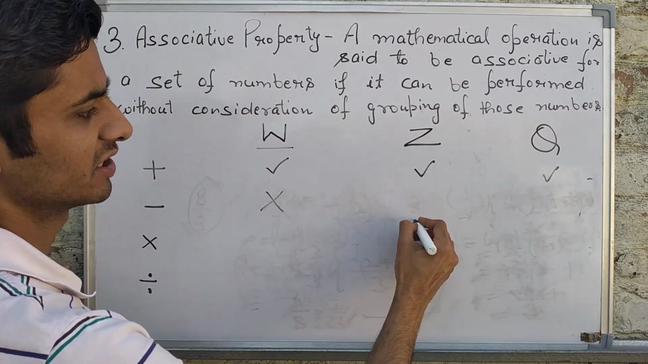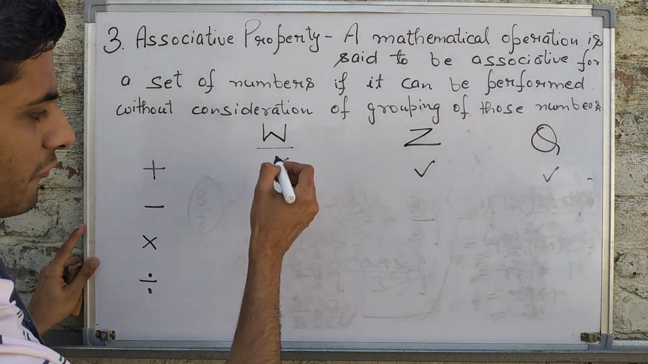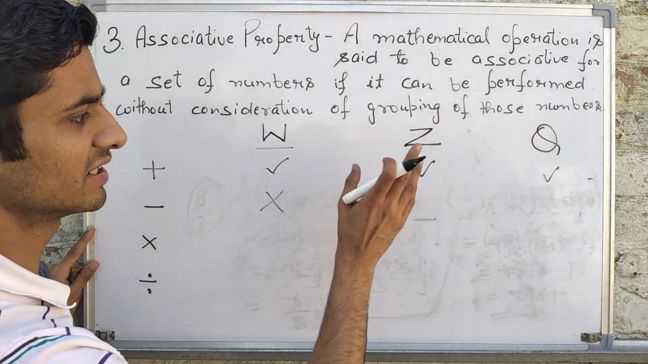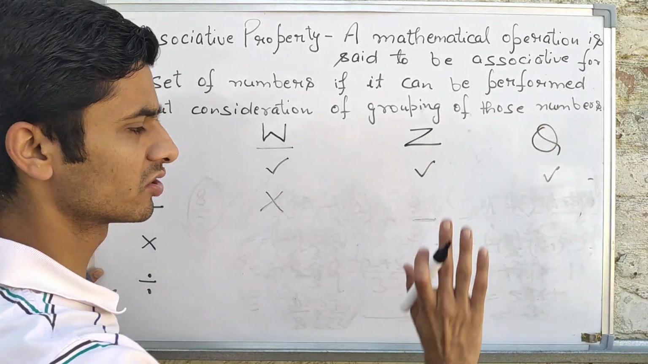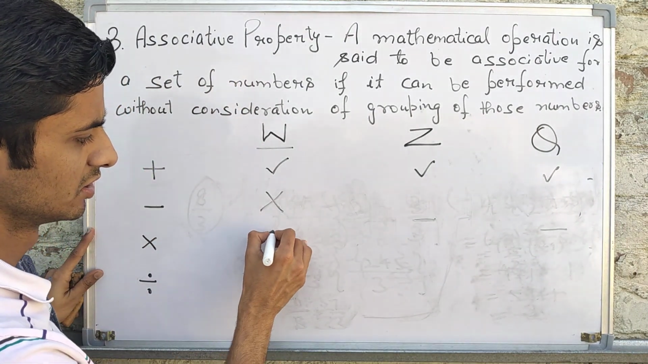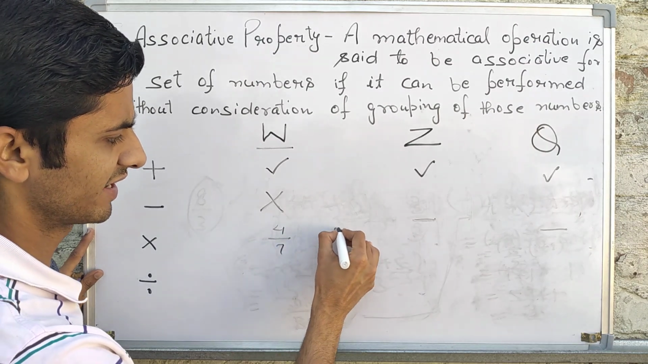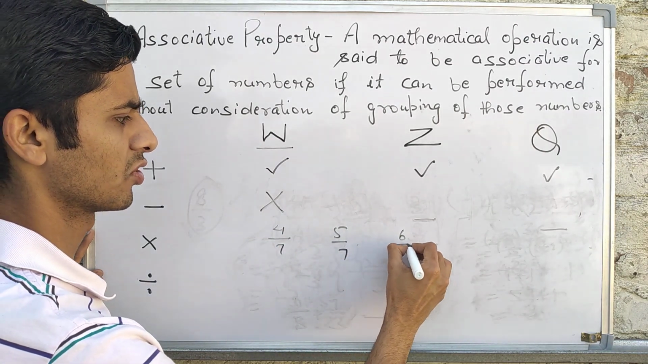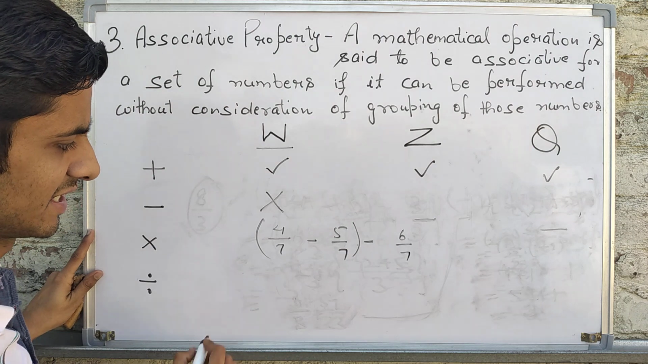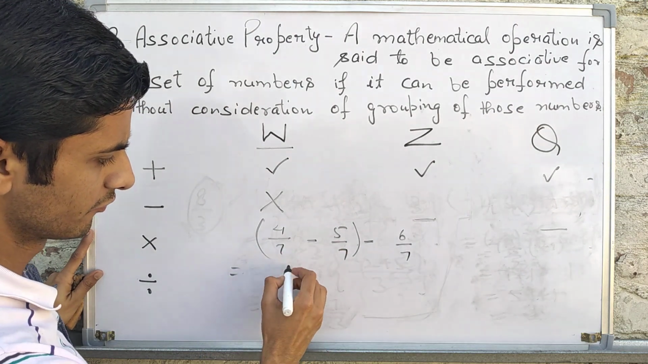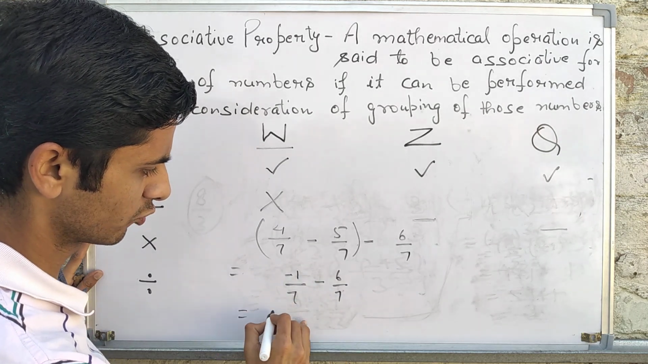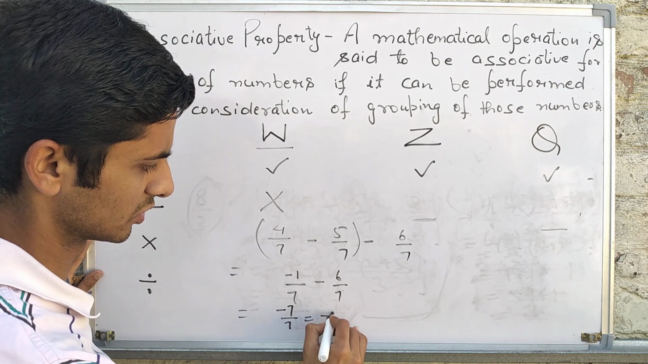I suppose that you check for integers by yourself. When it is not associative for whole numbers, try to check whether it is associative for integers or not. Then moving on further to rational numbers. Let us take three rational numbers, 4 upon 7, 5 upon 7, 6 upon 7. Let us try to subtract them in the same way. Here what I'll get: 4 minus 5 is minus 1 upon 7, minus 6 upon 7. It would be minus 7 upon 7 and the answer would be minus 1.